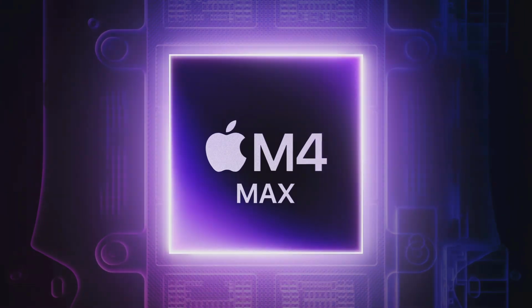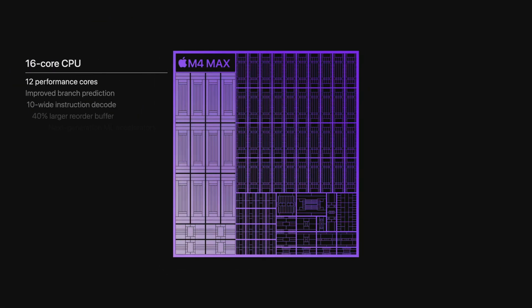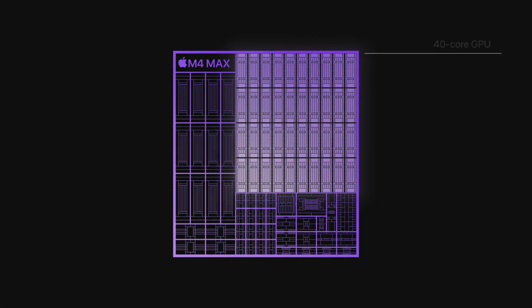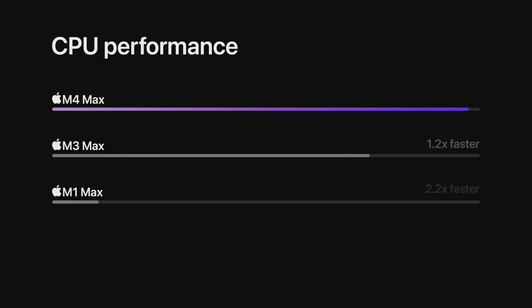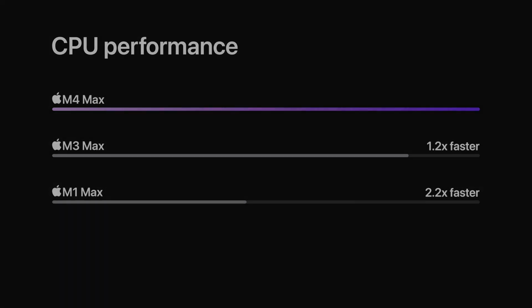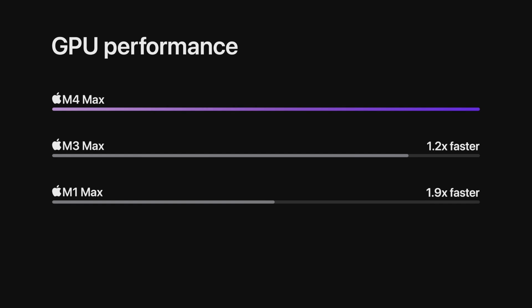M4 Max features a powerful 16-core CPU complex. It has a 40-core GPU that's twice the performance of M4 Pro. The multi-threaded CPU performance of M4 Max is up to 2.2 times faster than M1 Max, and its GPU is up to 1.9 times faster.